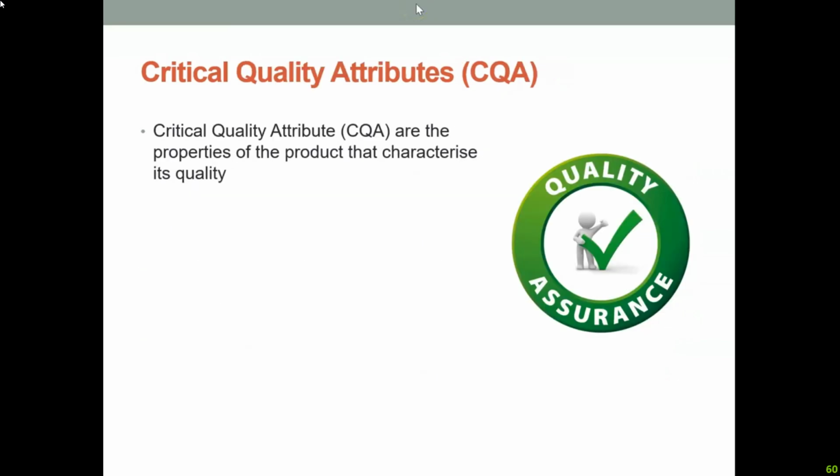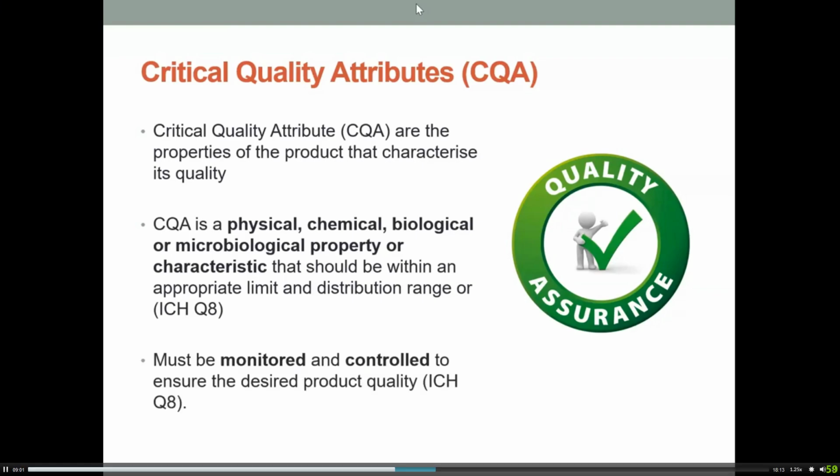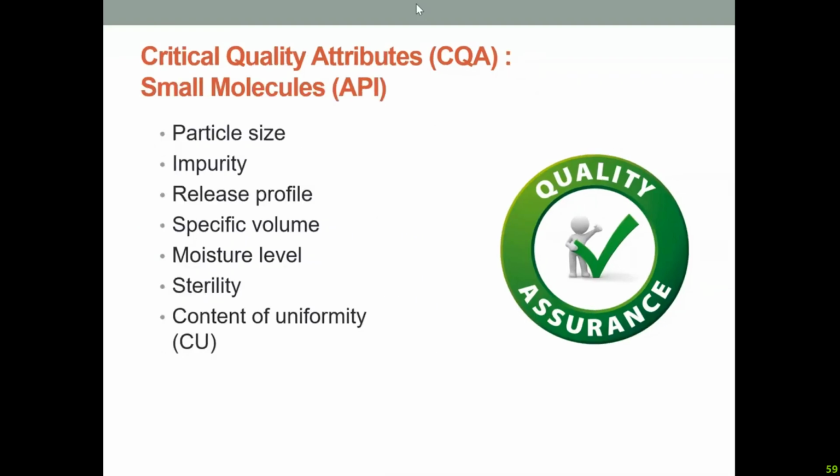The critical quality attributes are the properties of the product that can characterize its quality. A CQA is a physical, chemical, biological, or microbiological property or characteristic that should be within an appropriate limit and distribution range. It must be monitored and controlled to ensure the desired product quality. The CQAs for small molecules, again your API, typical CQAs for an API might be things like your particle size, your impurities, your release profile, your specific volume, your moisture level, again sterility, content uniformity could all be critical quality attributes depending on your product for an API.